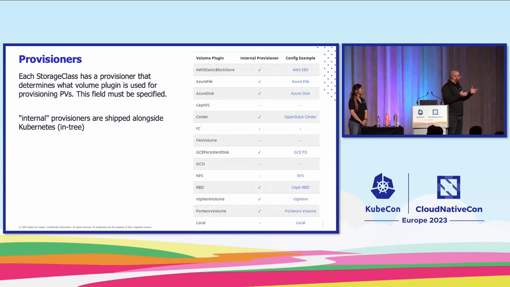The history lesson here is, before we had CSI, and again, I'll touch on that shortly, we had in-tree provisioners, where there was something called flex volumes as well in between. But ultimately, this gives us the ability to leverage a provisioner to give us that persistent volume or that storage that we have underpinning the cluster.